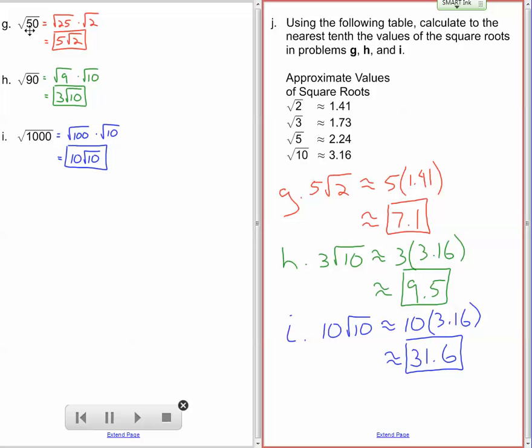And you know, if you use a calculator and do the square root of 50, you'll get about 7.1. If you use a calculator and you do the square root of 90, you'll get 9.5. And if you use a calculator and you do the square root of 1,000, you'll get 31.6. You know, just working them backwards. What's 7 squared? 49. That's almost 50. What's 10 squared? That's 100. That's about 90. And what's 32 times 32? Well, that's a little bit tougher, but I'm telling you, it's about 1,000.